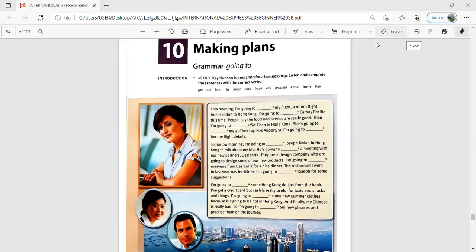Okay, today inshallah we are starting unit number 10, making plans. Making plans, معروف عنا دائما إنه making plans is going to be in the future. We are going to use going to plus the infinitive in order to talk about the future.